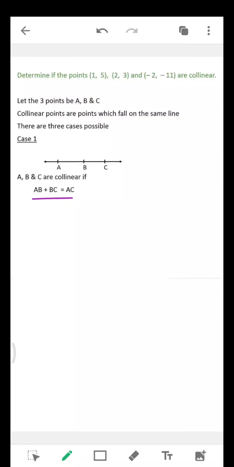The sum of these two should be equal to the distance AC. Then we can say that they are collinear. If this is not satisfied, then the points can be like this. I can arrange them in this order also, B, A, C, because order is not mentioned here. These are 3 points on a line, that's all.